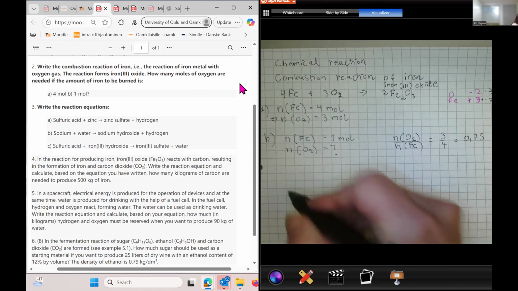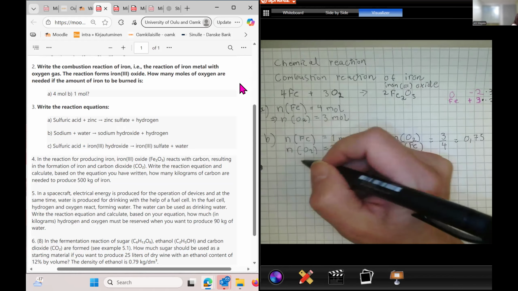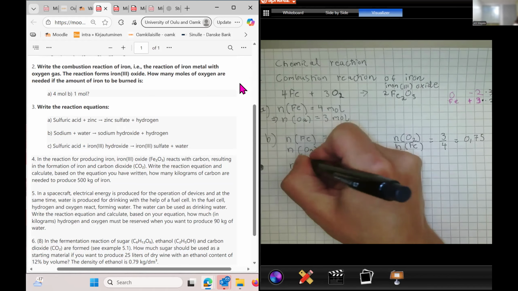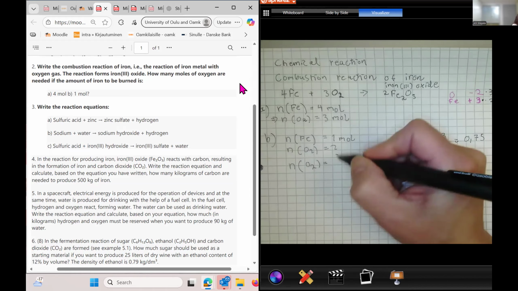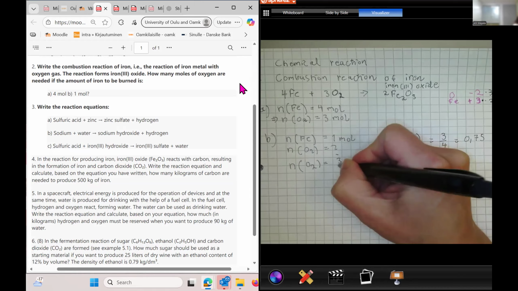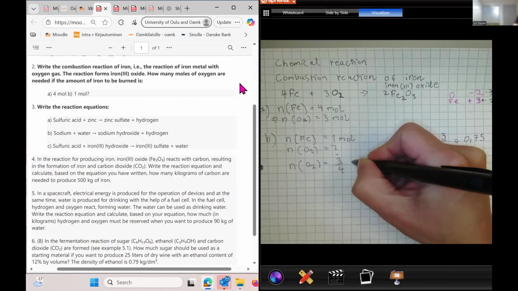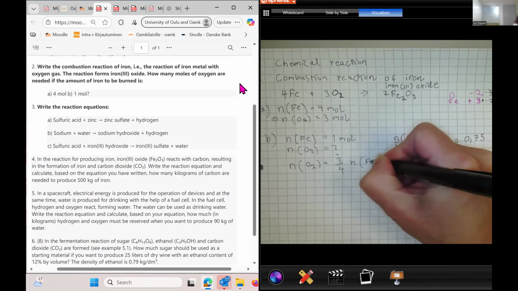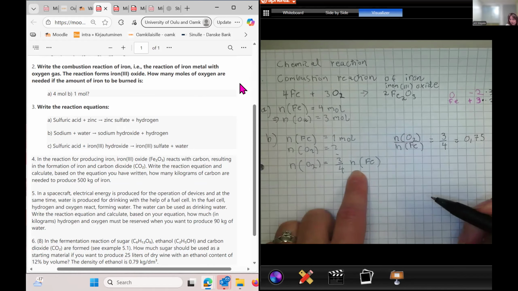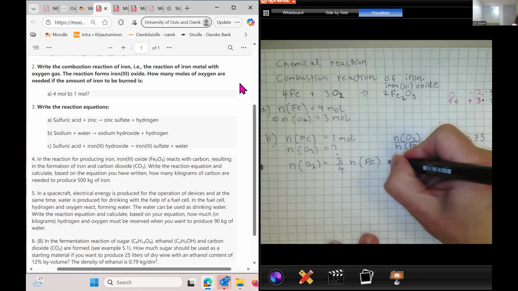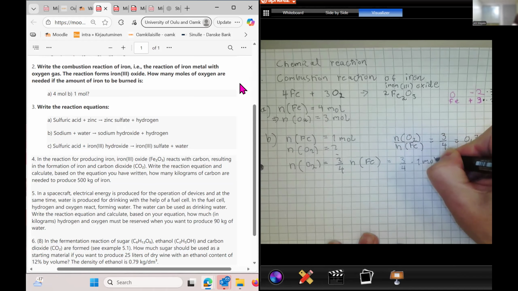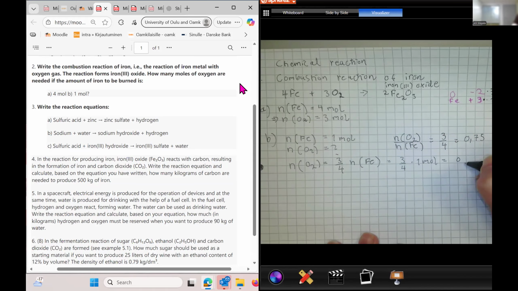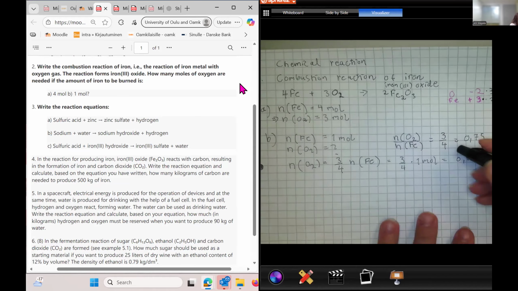Or I can also mark it like this. The amount of O2 is the 3 to 4 ratio to the amount of the iron, which was 1 mole. 1 mole, which is 0.75 moles.